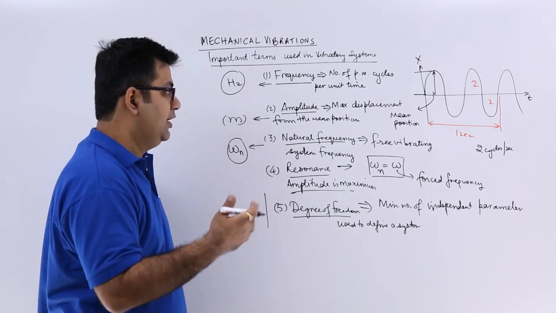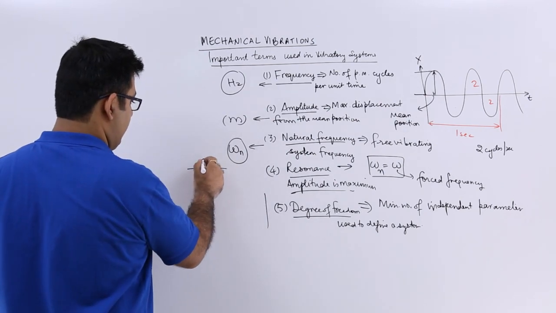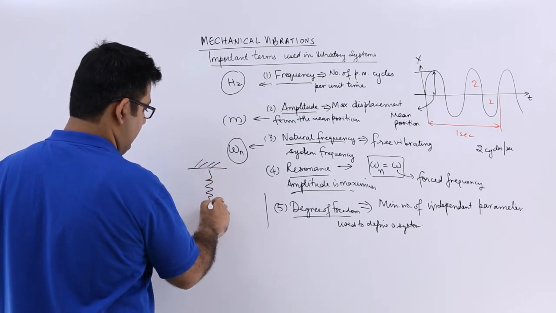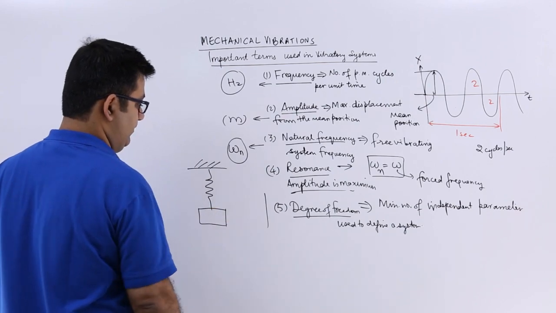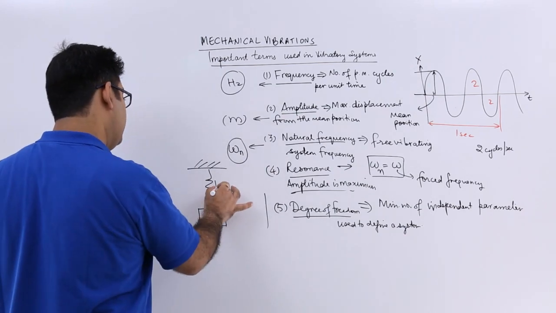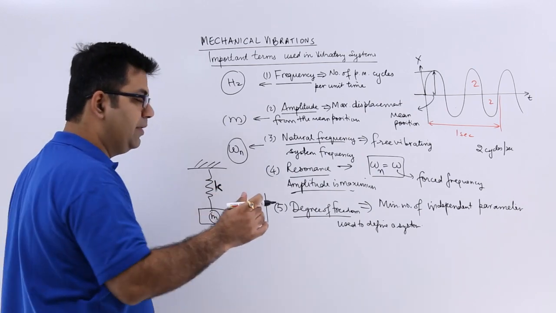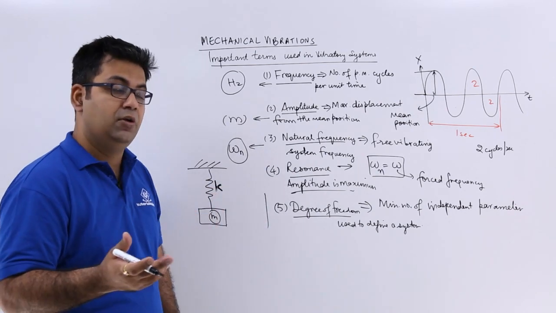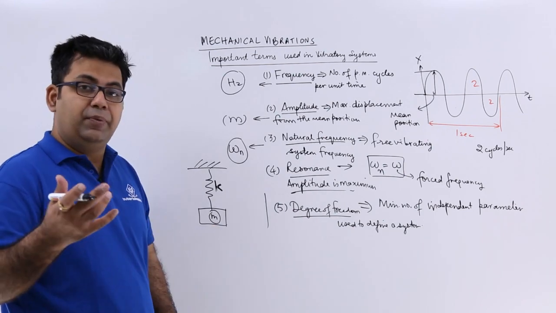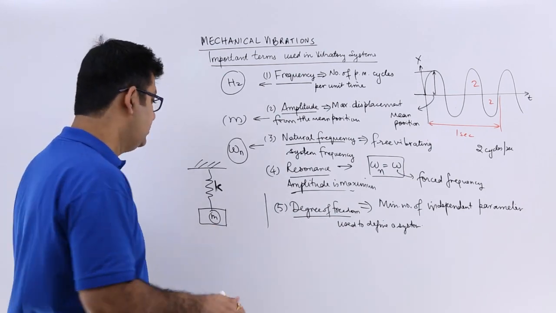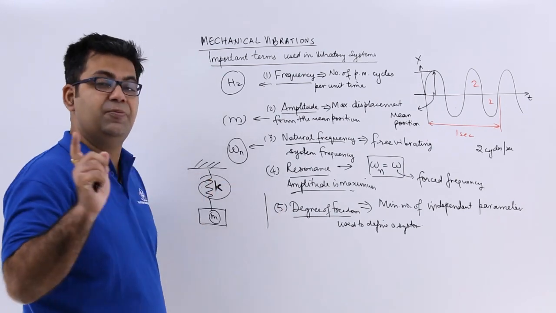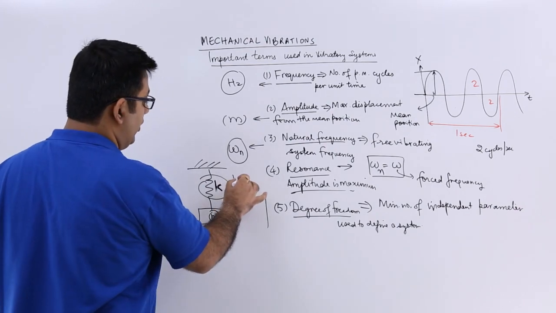So let us say you have this, a single spring and a single mass. Now mass will always be a part of a vibrating system. So the component which is defining the system is the spring. So you just have one spring. So this is called 1 DOF.